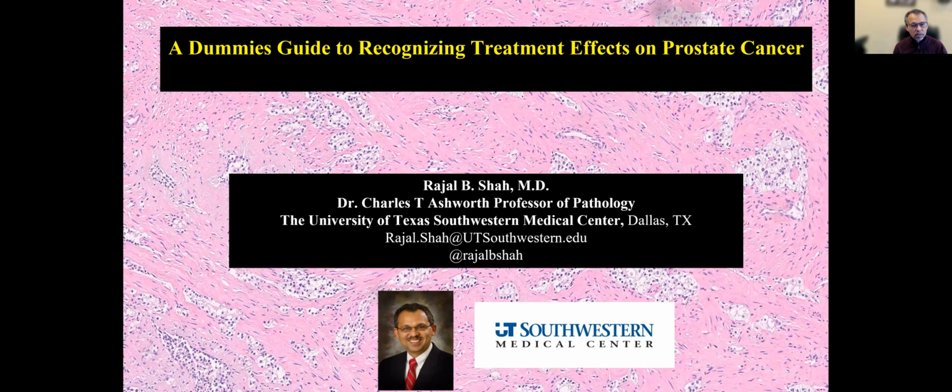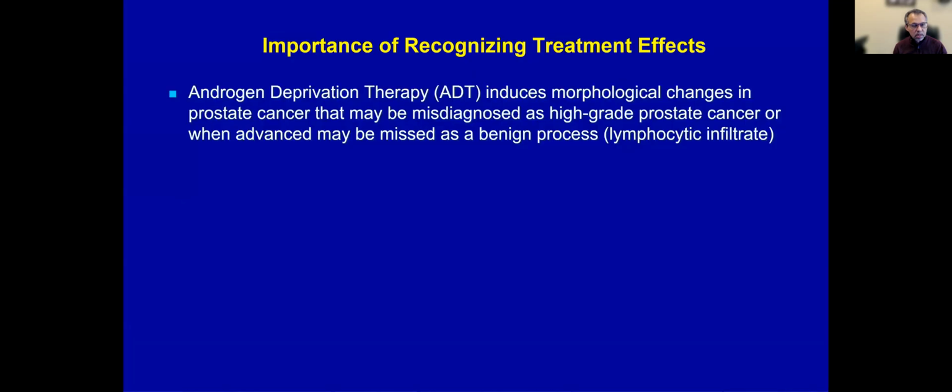And you may wonder why this topic is of such importance. There are several reasons. First of all, androgen deprivation therapy can induce marked morphological changes in prostate cancer, as we saw in the case, that may be misdiagnosed as a high-grade prostate cancer if you do not recognize the treatment effect. Sometimes in a very advanced setting, they can create almost pyknotic lymphocyte-like cells, and that may be missed as a benign process. You may not recognize at all that there is a treated cancer.